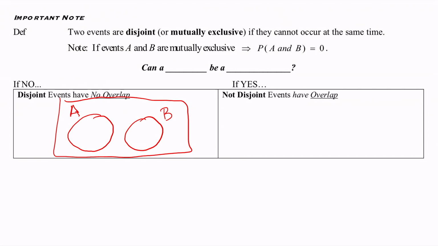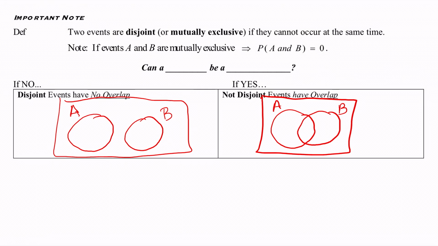Versus events that are not disjoint, which would have some overlapping region. Okay, so they have this portion in the middle where the two sets have an intersection. So we say they're disjoint if they have no elements in common, so they're separate groups, whereas they're not disjoint, meaning they could have some events that occur in both.